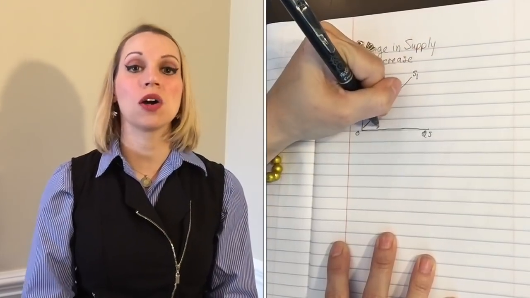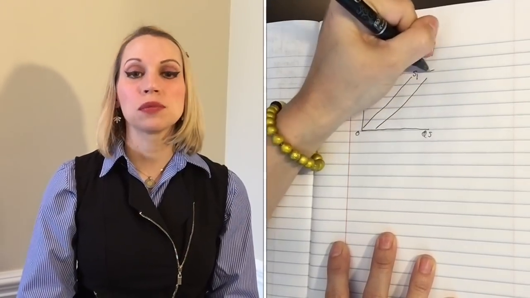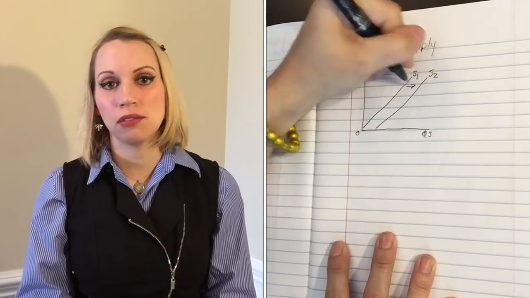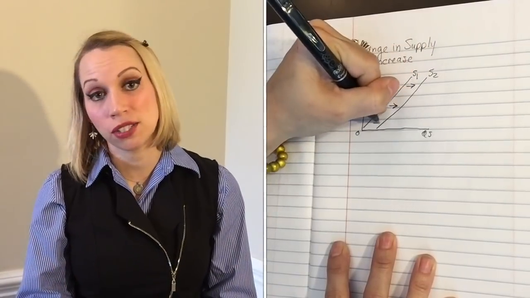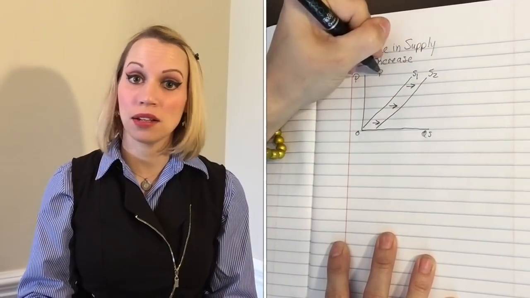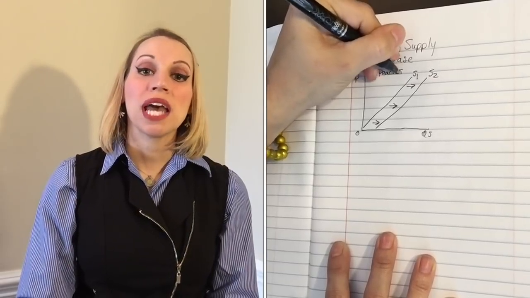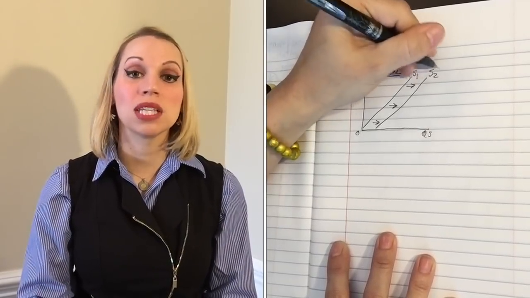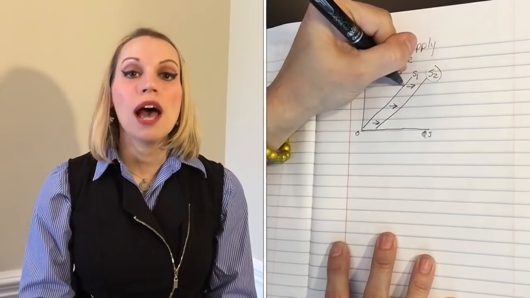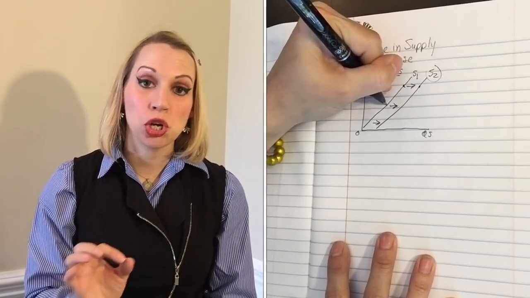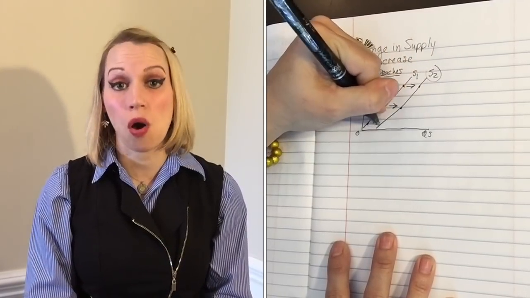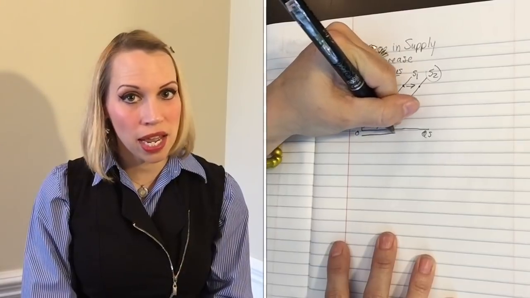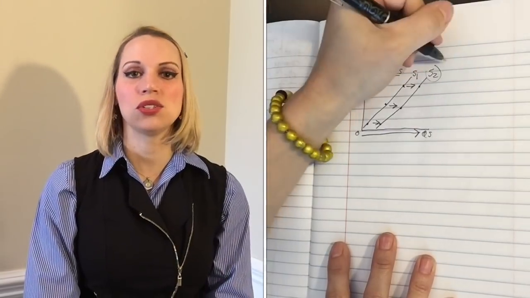Now we're shifting it horizontally to the right because we're saying that at every price level, the quantity supplied is greater because of this technology. So we're going to have a whole other supply curve, label it S2, and you want to draw arrows that show that that supply curve is moving horizontally, not diagonally, horizontally to the right.